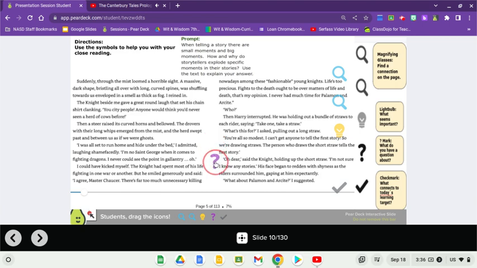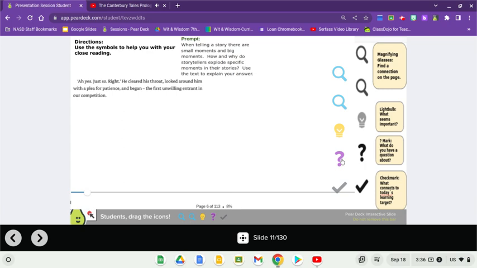"Oh dear," said the knight, holding up the short straw. "I'm not sure I know any stories." His face began to redden with shyness as the riders surrounded him, gaping at him expectantly. "What about Palamon and Arcite?" I suggested. "Ah, yes, just so. Right." He cleared his throat, looked around him with a plea for patience, and began. "The first unwilling entrant in our competition."